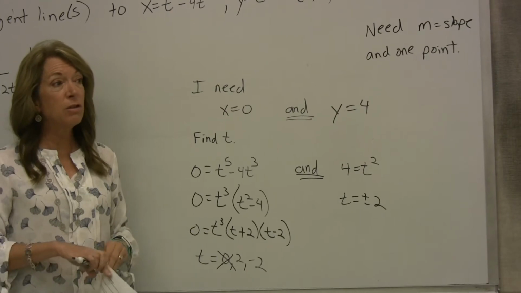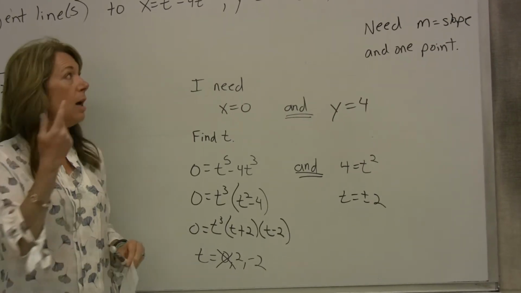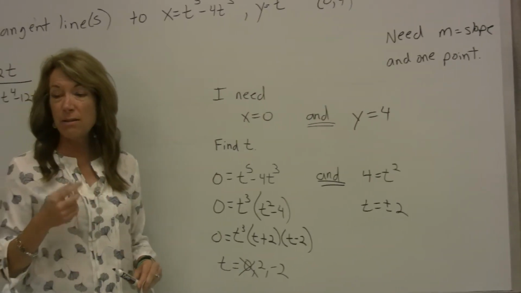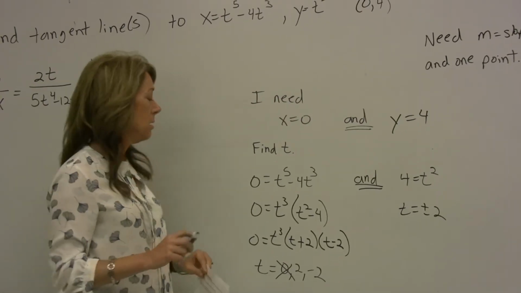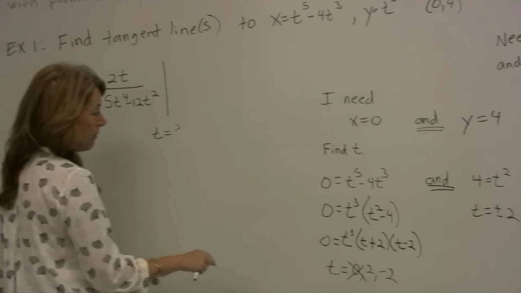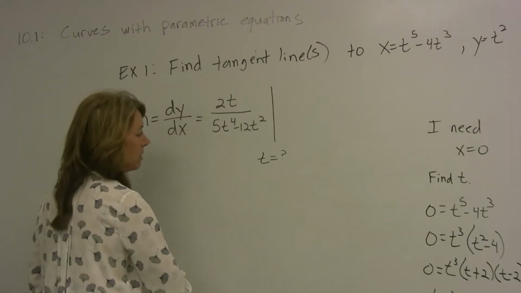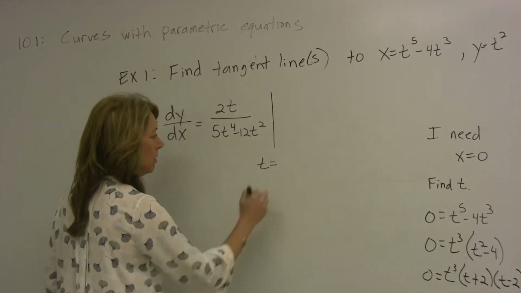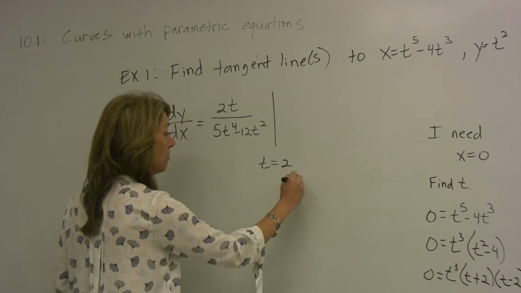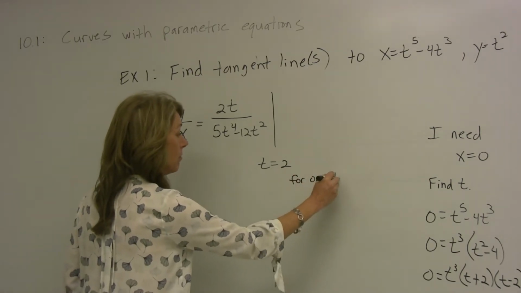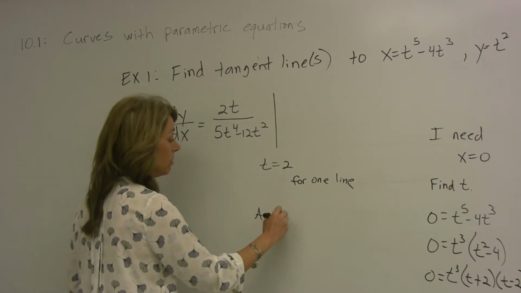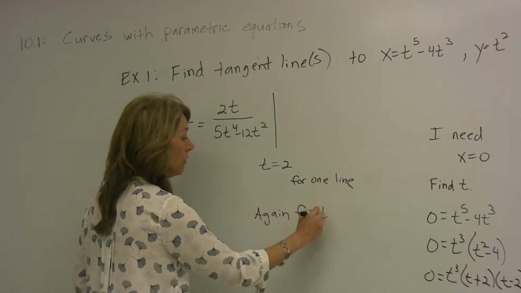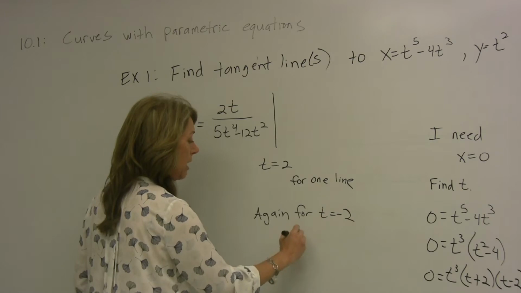So that tells me that 2 different times I go through that point, which means I'm actually going to have 2 different tangent lines. So I need to evaluate this at t equals 2 for one line. And then again, which I'll do on the other board, for t equals -2 for the other line.